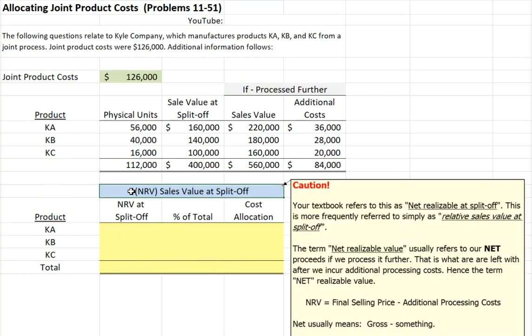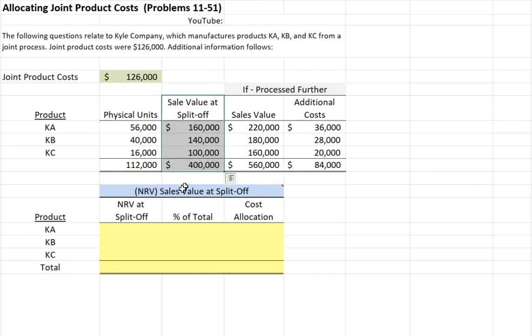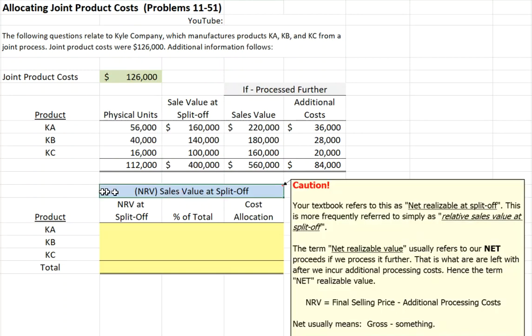Let's now allocate the cost using the net realizable value at the split-off point. Recall, your book refers to this as the net realizable value at the split-off point, but more frequently it's simply referred to as the relative sales value or market value at the split-off point. Let's begin by picking up the information that's given.